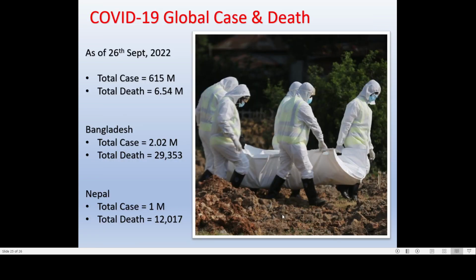Now, talking about global cases and deaths as of 26th September 2022: the total number of cases in the world is 650 million, and deaths are 6.54 million. In Bangladesh, the total number of cases is 2.02 million, and deaths are 29,353. In Nepal, it's 1 million cases, and deaths are 12,017.